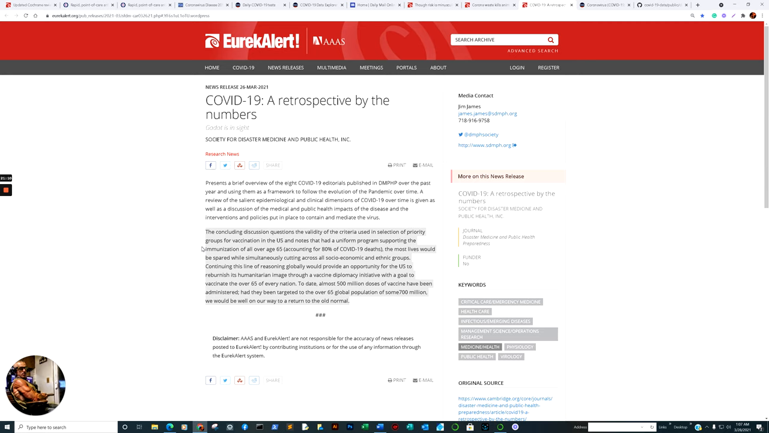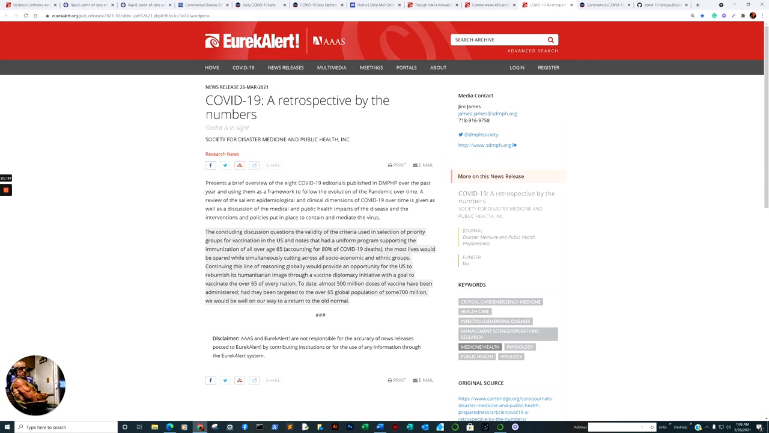And this goes into the vaccine. And this is really important. The concluding discussion questions the validity of criteria used in selection of priority groups for vaccination in the U.S. It notes that a uniform program for supporting the immunization of all over age 65, who account for 80% of all COVID-19 deaths, would spare most lives while simultaneously cutting across all socioeconomic and ethnic groups.